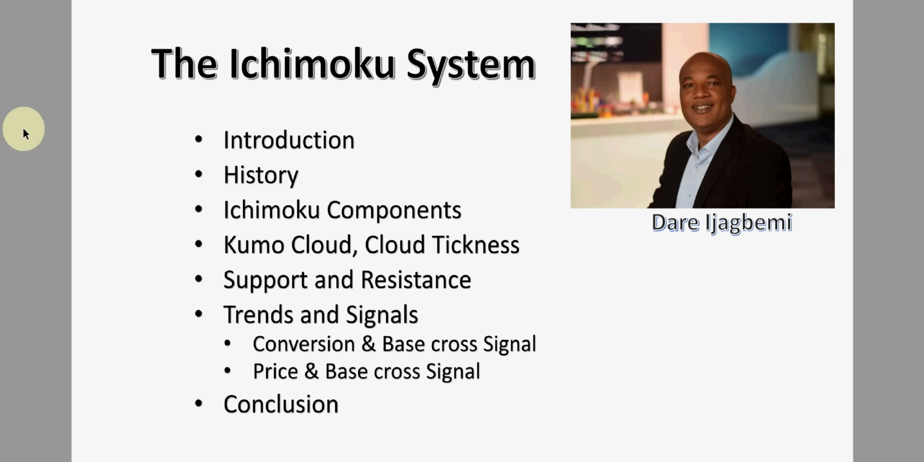We will discuss the history of the system, introduce it to you, and cover the components of Ichimoku. We talk about the cloud, we talk about support and resistance, how we generate signals, and then we'll bring it to conclusion. My hope is that at the end of this presentation, you will be able to make use of the Ichimoku system in your trading. You'll be able to see how it works on the chart, and how you can generate reliable signals from it.